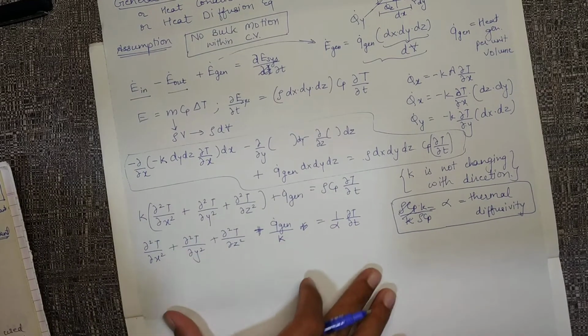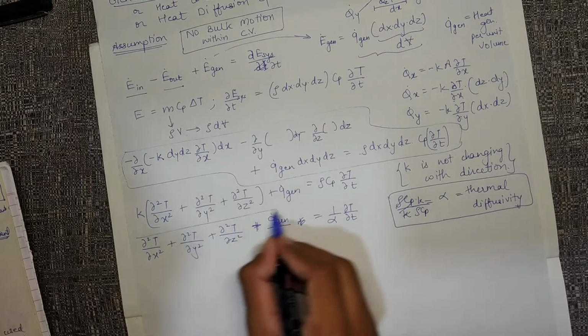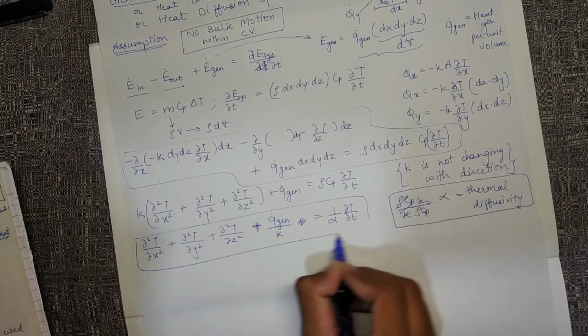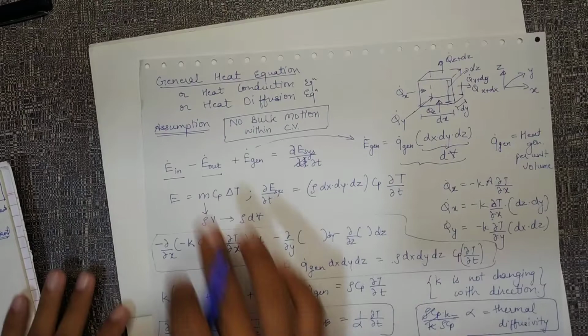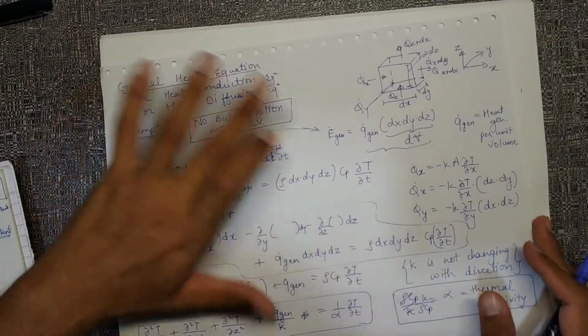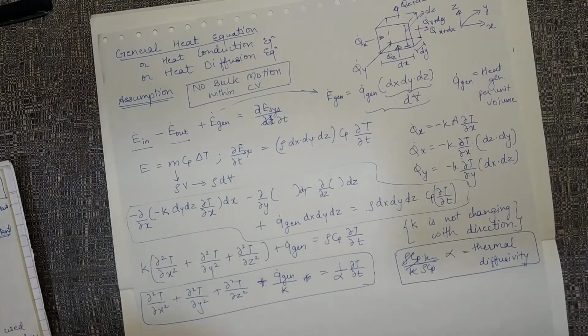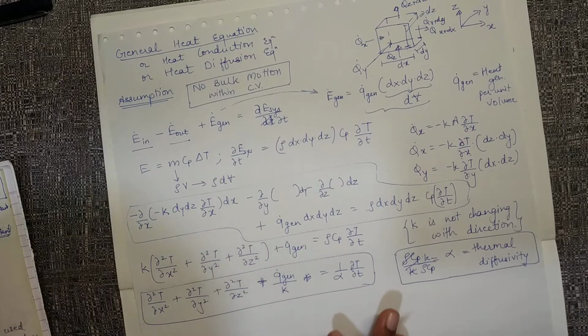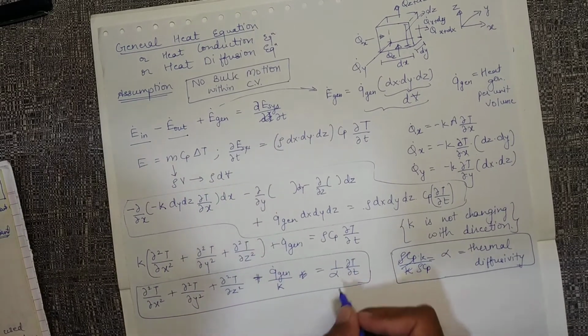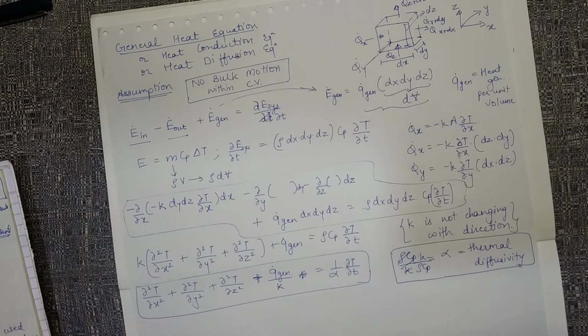So that's the final equation for the general heat equation. We have derived this. In the next video we will look at some more properties and facts about the thermal diffusivity. Okay, thank you.